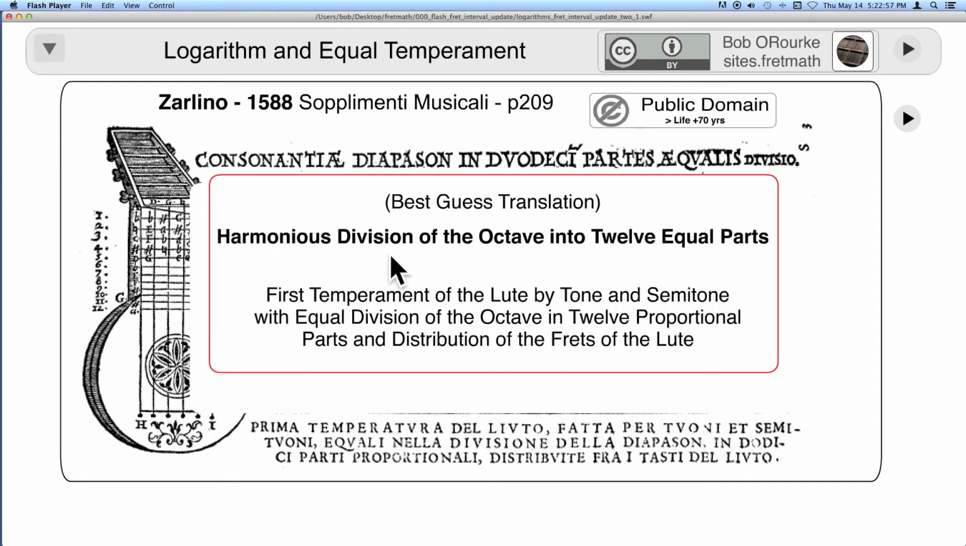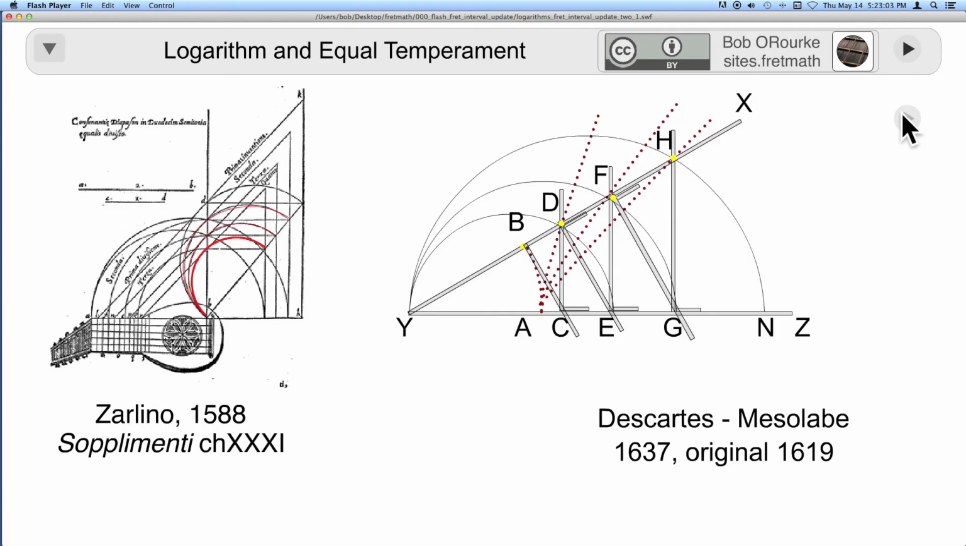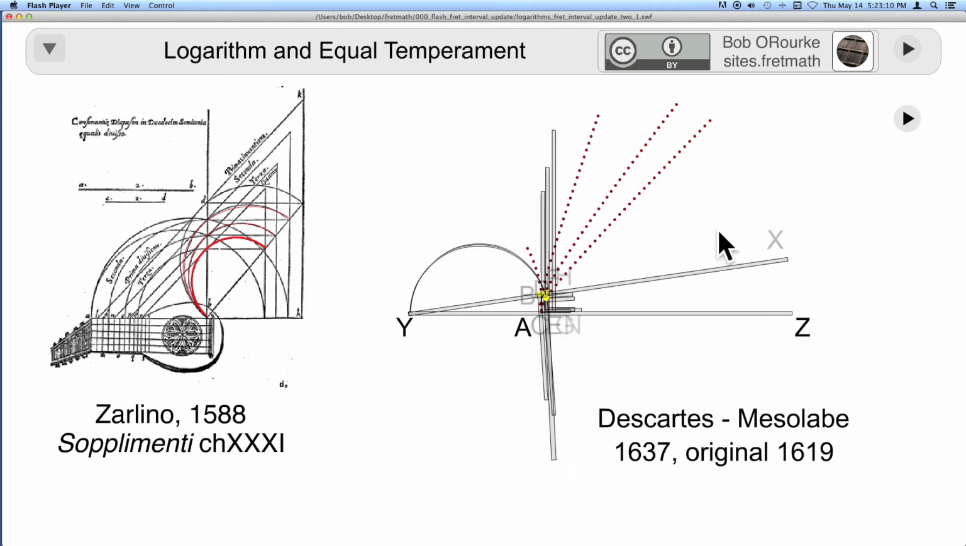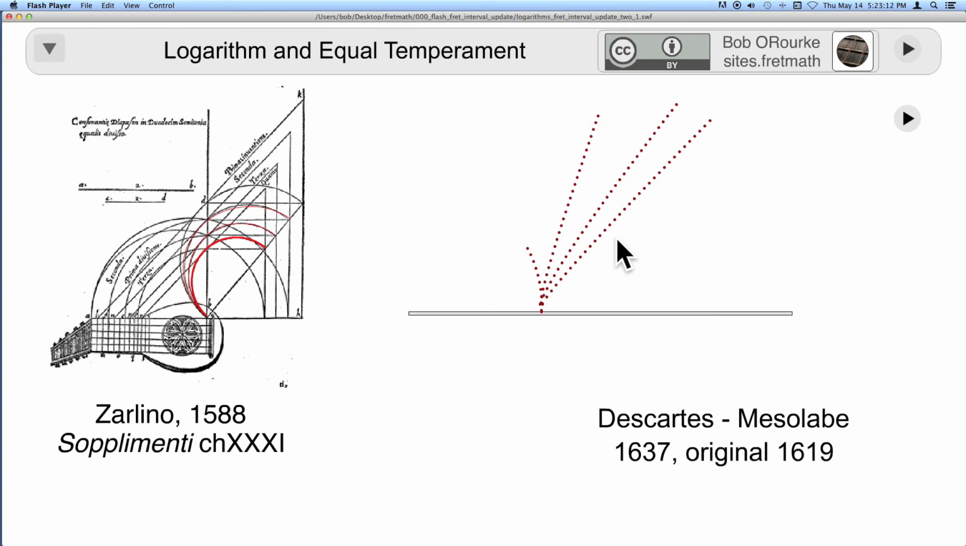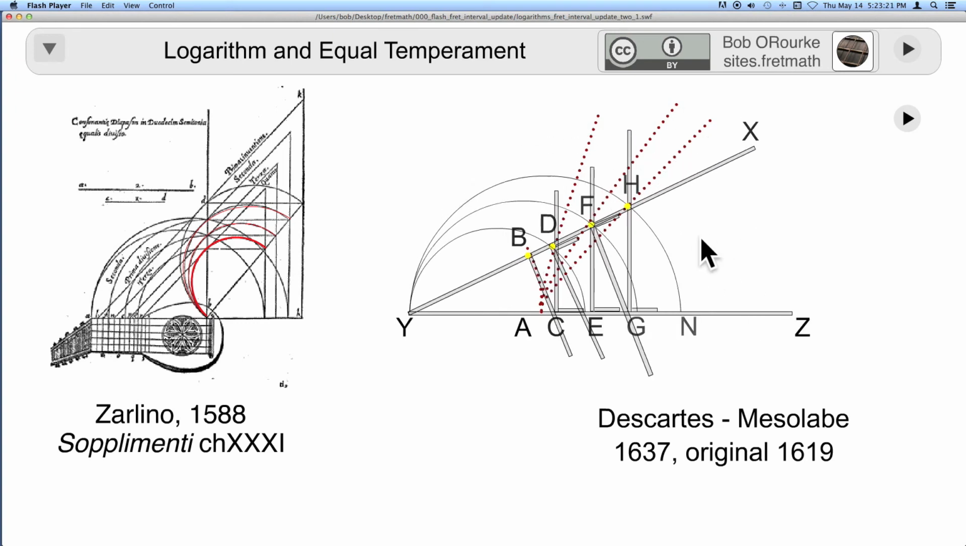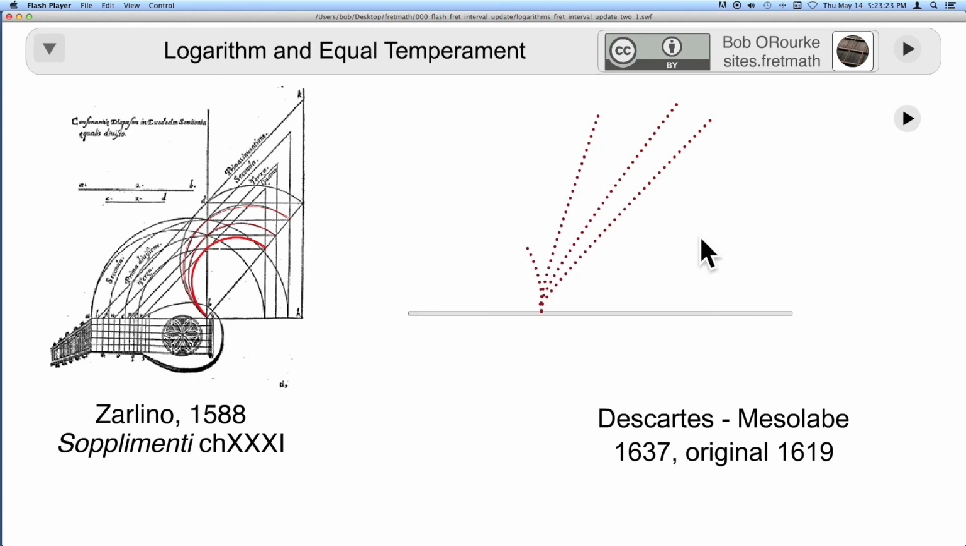Here is my own translation of this, for better or worse. Harmonious division of the octave into 12 equal parts, and down below it mentions proportional parts. It's Zarlino's use of the mesolabe compass to derive equal temperament. It certainly inspired Descartes about a generation later, who made his own version of that, in which he put in La Géométrie. And this would be my own ideas about how Descartes' compass would work in motion to describe continuous curves.